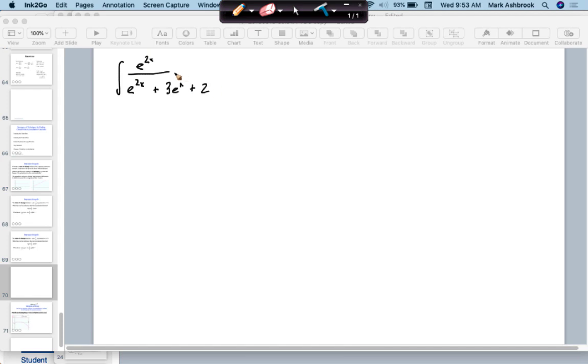Okay, what's the first question we ask? Chain, right? Undoing the chain rule. So that should be e to the x down there. Okay, there we go. Is it undoing the chain rule?